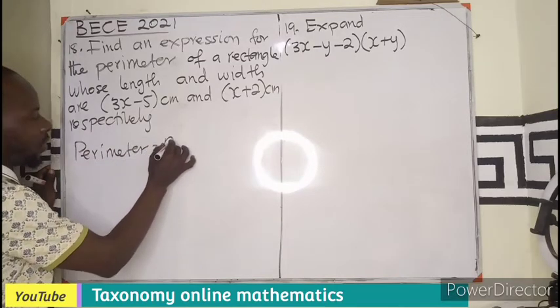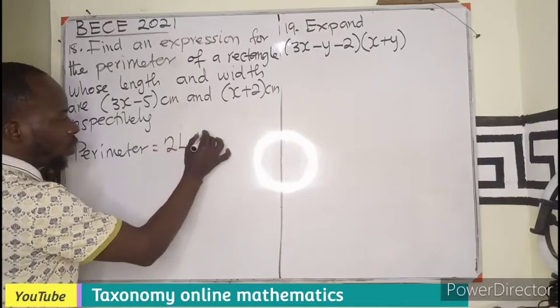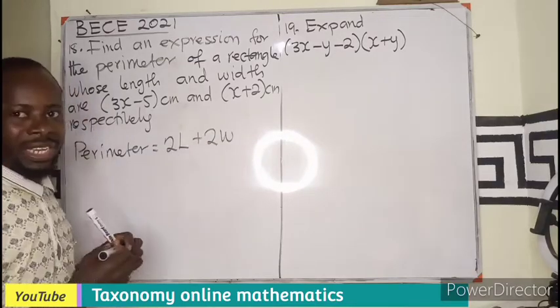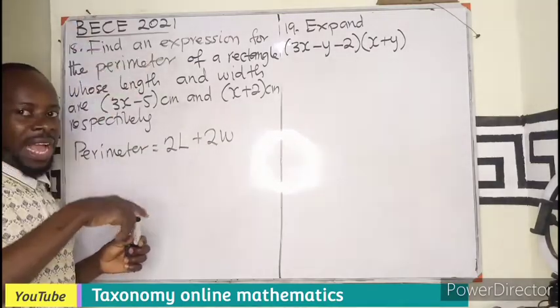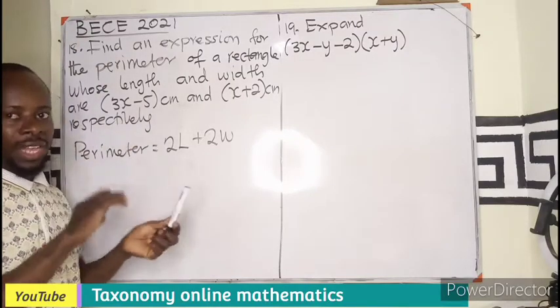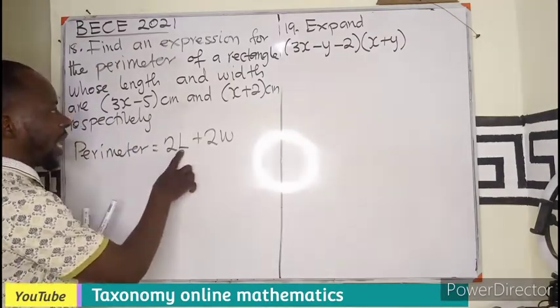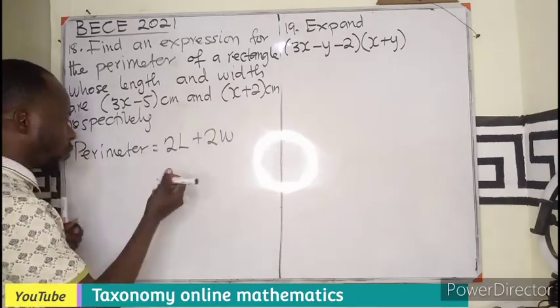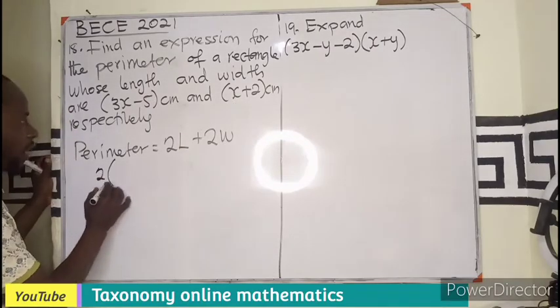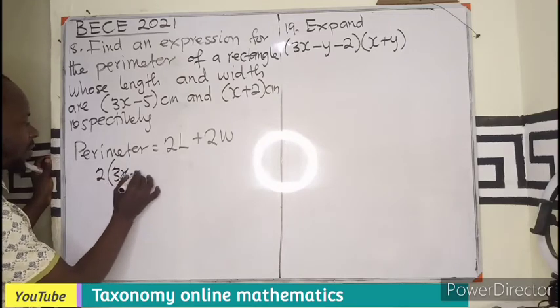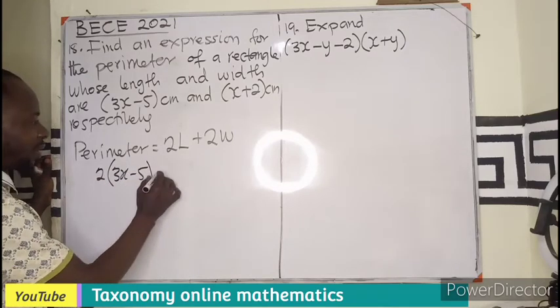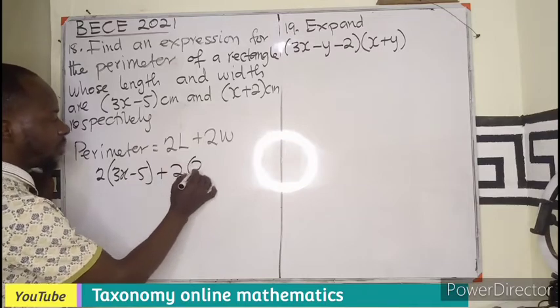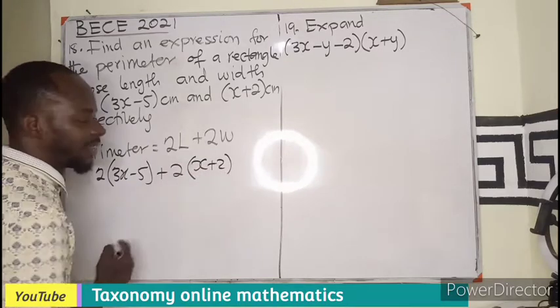The perimeter of a rectangle is 2 times the L plus what? 2 times the width. Because it is a 4-sided figure with 2 parallel sides that are equal. So if I know the L is this, the width is this, I only substitute. So this is going to be 2 into bracket 3x minus 5 as in the length, plus 2 into bracket x plus 2 as in the width.